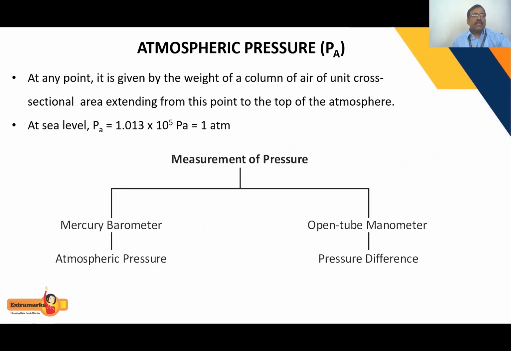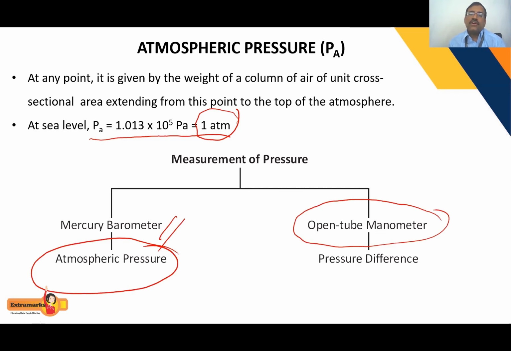Now, atmospheric pressure. This is the standard value. Atmospheric pressure at sea level at normal temperature and pressure is 1.013 times 10 to the power 5 Pascal, which is also termed as 1 atmosphere. How to measure this pressure? One is by using a mercury barometer, to measure atmospheric pressure. The other is by using an open tube manometer to find the pressure difference, which people may call gauge pressure.